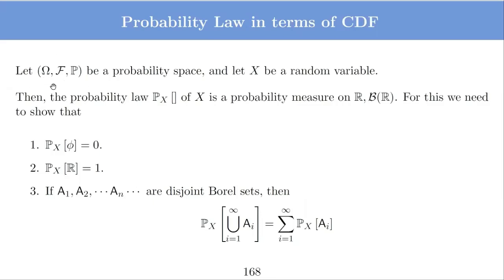So let us first write it mathematically: let (Omega, F, P) be a probability space, and let X be a random variable. Then the probability law P_X of X is a probability measure on (R, B(R)). For this, we need to show that the probability law of the empty set is 0. How do we prove this? The probability law of the empty set is equal to the probability of the pre-image of phi, and you can show the pre-image of phi is phi itself.